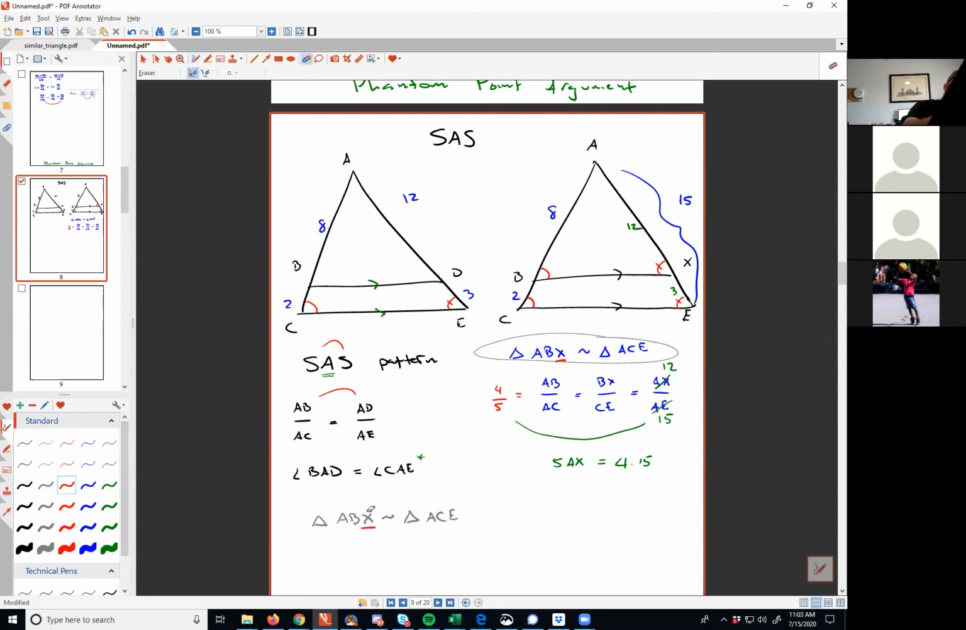Sorry. Oop, I meant to replace that X with D. So whereas we used AA similarity over here, that actually established that SAS was a good enough pattern to demonstrate similarity. So SAS similarity does hold.